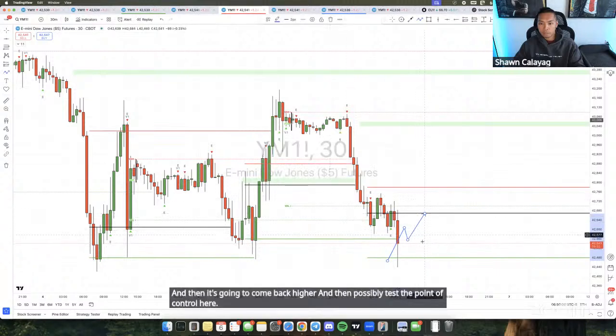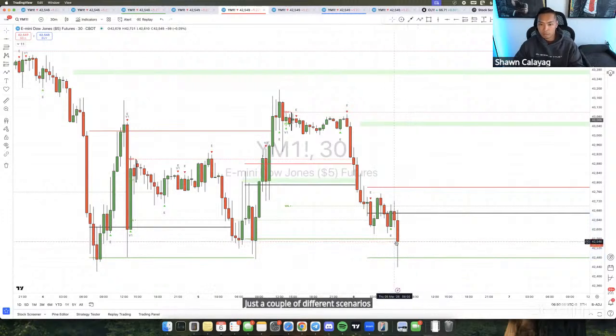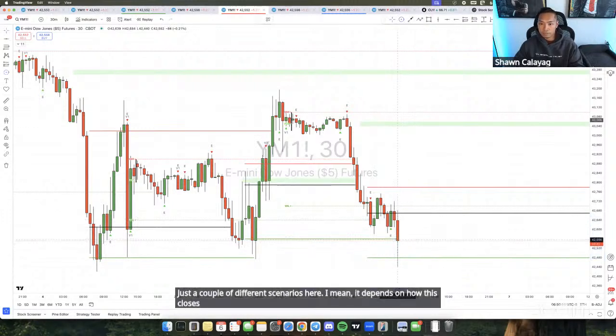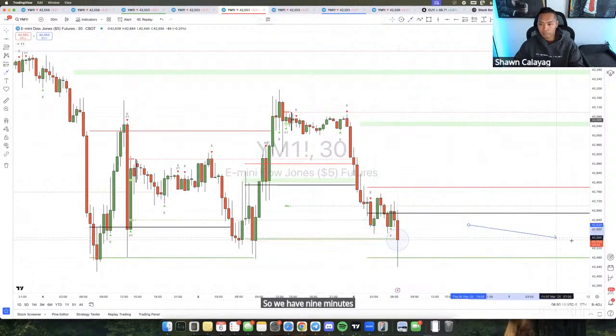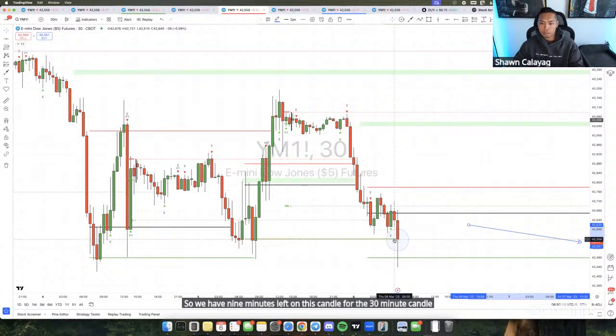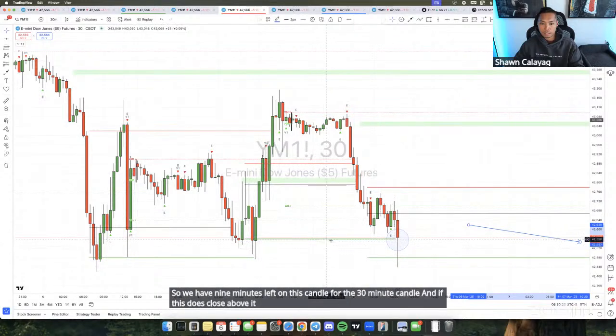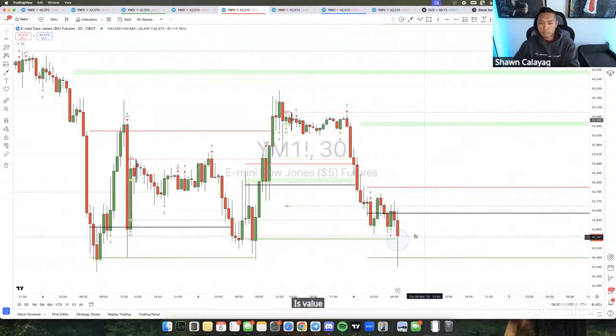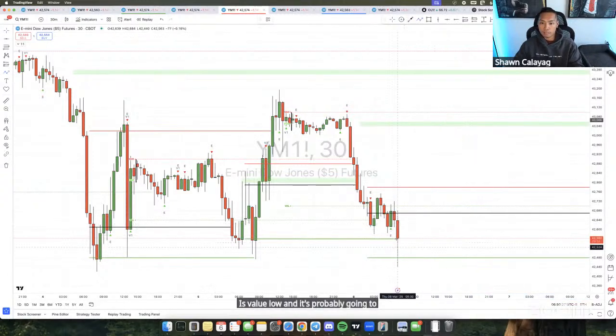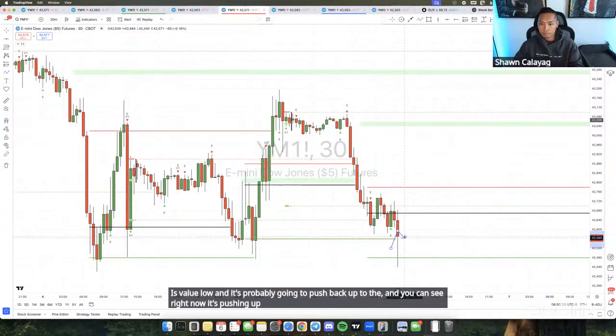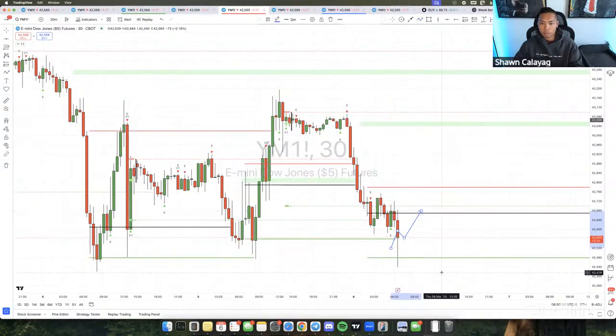Just a couple of different scenarios here. It depends on how this closes. This candle would have to close above this green line though. So we have 9 minutes left on this 30-minute candle. And if this does close above it, I think it's going to break and retest this area right here, this value low. And you can see here now it's pushing up. Break and retest and back to the point of control.